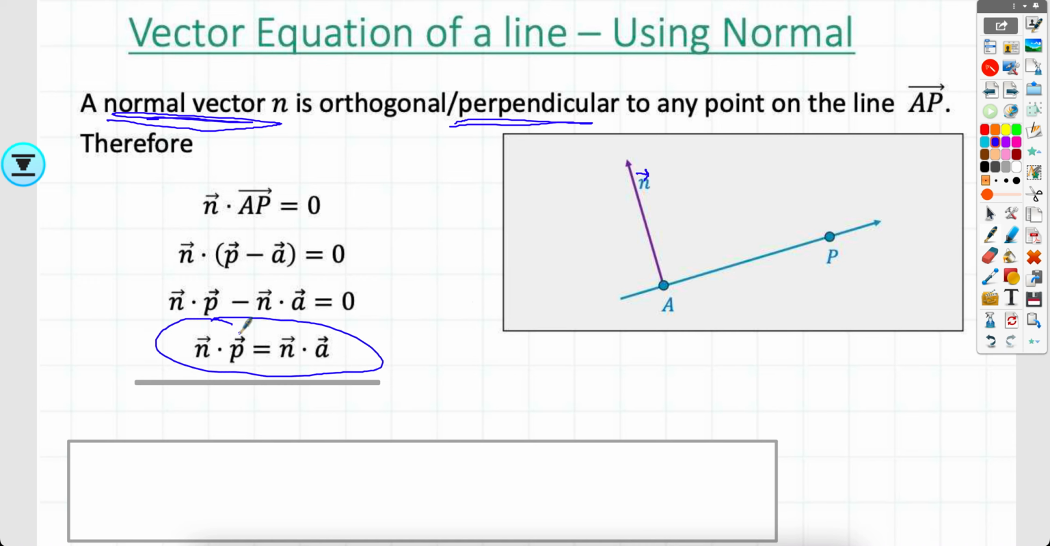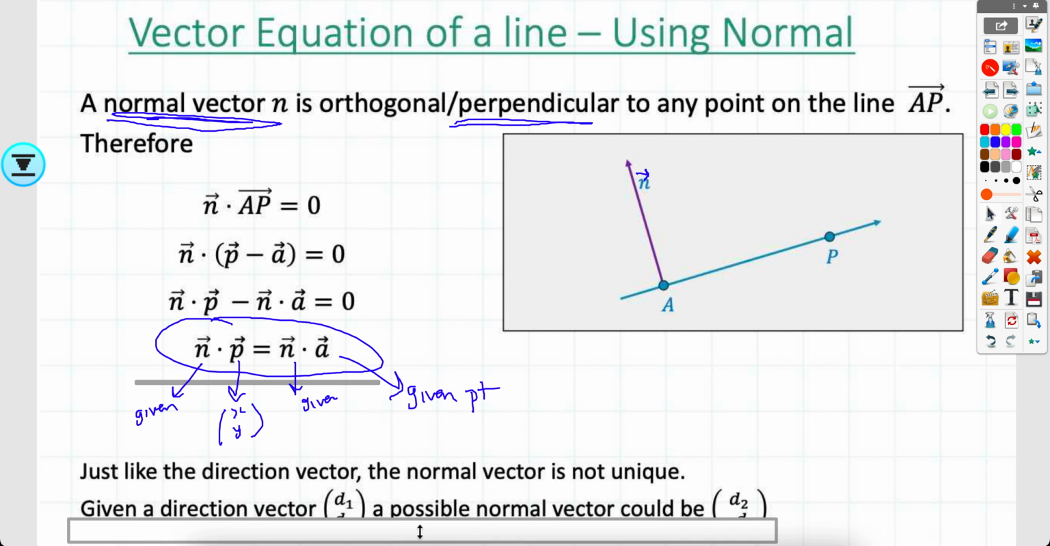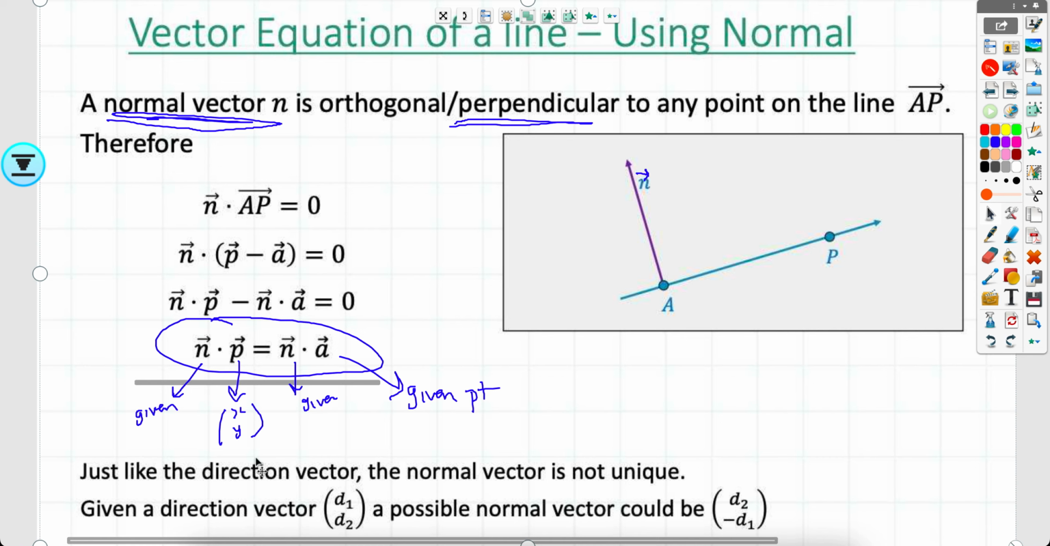This is the other version of a vector equation of a line, but this time using the normal. This will be the normal, so this will be given in the question. This is your point, you don't know what it is, x, y, and this will be a given point. Okay, so this is the a that we start with, for example. Just like the direction vector, the normal vector is not unique, so keep that in mind.